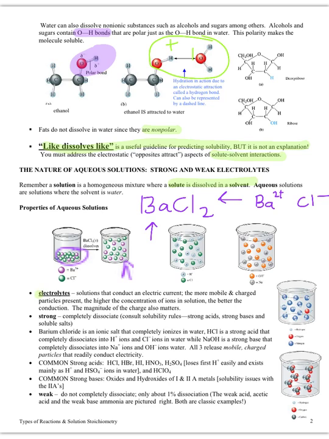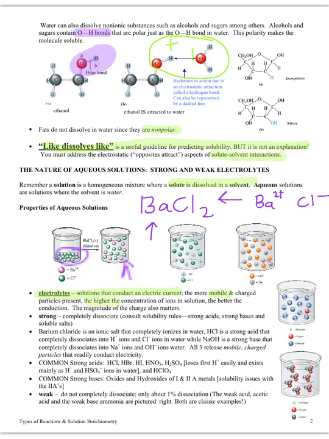Electrolytes are solutions that conduct an electric current. The more mobile and charged particles present, so mobile means that they are moving around. I have to have a dissolved salt in order to conduct current. So if I were to put a conductivity meter on a bowl of just table salt, it wouldn't conduct electricity. Those salts would have to be dissolved in water, and those ions would have to be mobile.